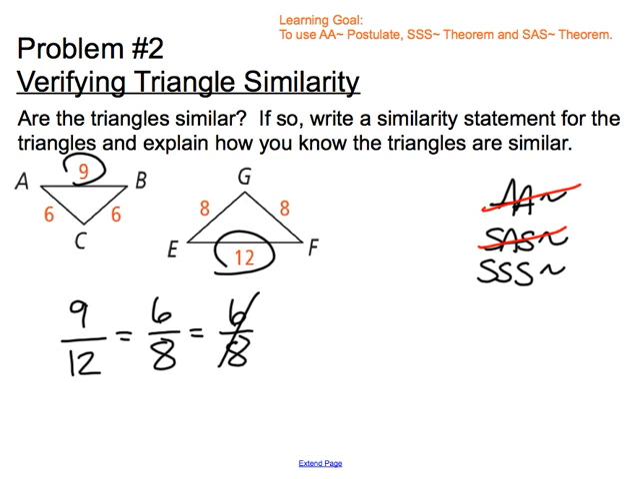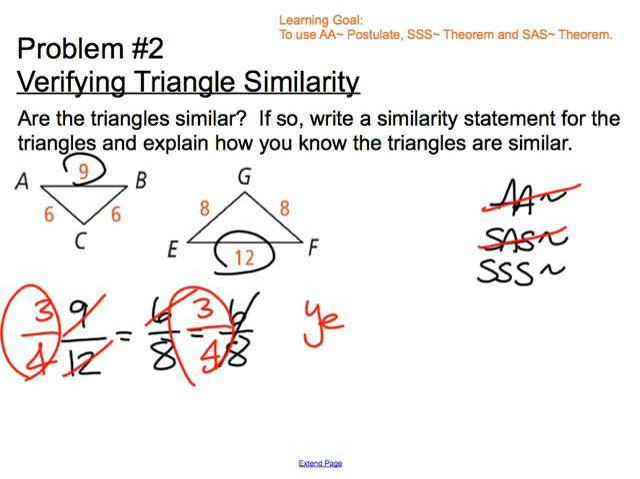9 and 12 have a greatest common factor of 3. So 9 divided by 3 is 3, and 12 divided by 3 is 4. So in this case, we get 3 over 4. 6 and 8 have a greatest common factor of 2. 6 divided by 2 is 3, and 8 divided by 2 is 4. These are the things that we want to match. Since the sides of these triangles are in proportion, we can say that they are in fact similar.